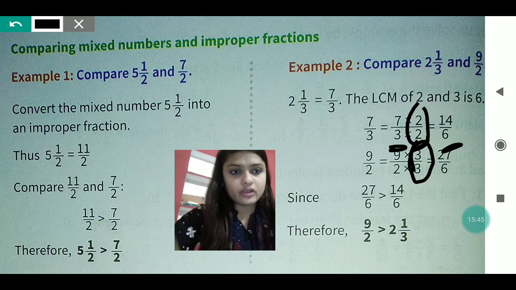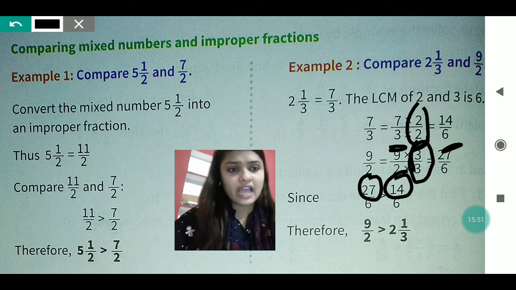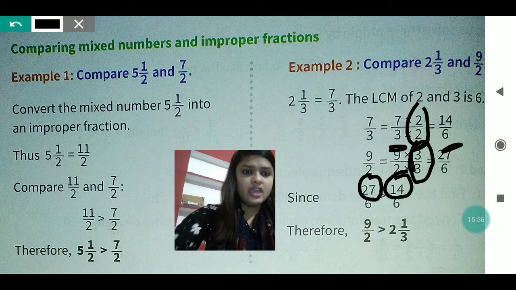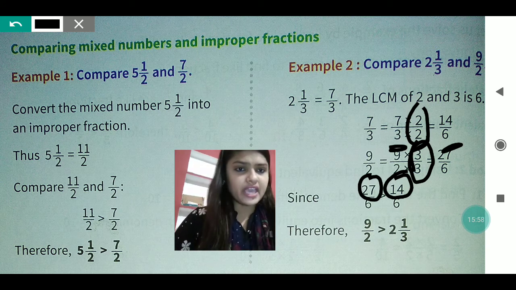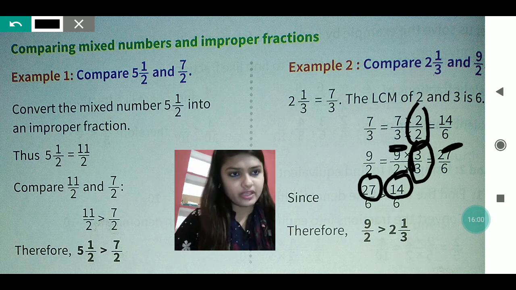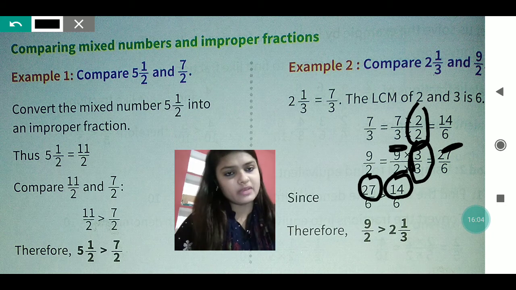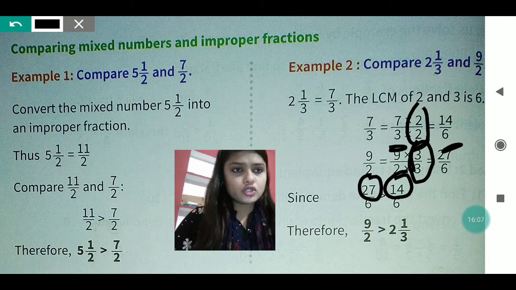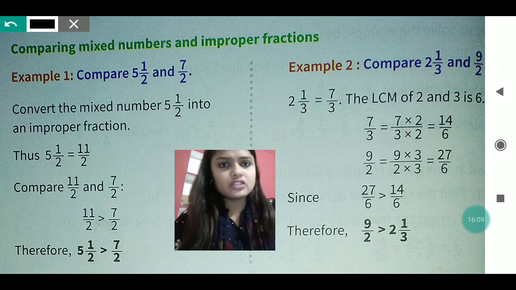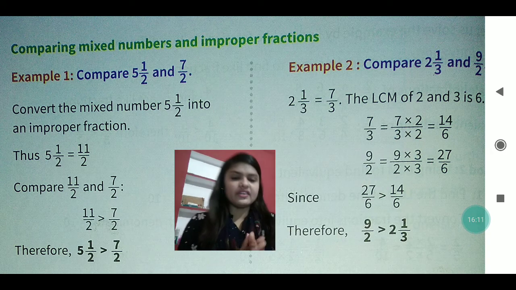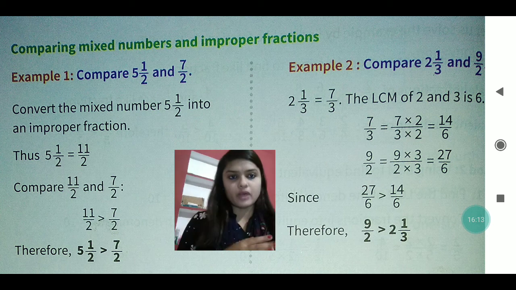Now which numbers do we have to compare? We have to compare only the numerators. So which one is greater, 27 or 14? 27. So 9 by 2 will be greater than 2 1 by 3, because 27 is greater, and 27 by 6 came from 9 by 2. So it will be greater than 2 1 by 3. This is how we compare a mixed fraction with an improper fraction.